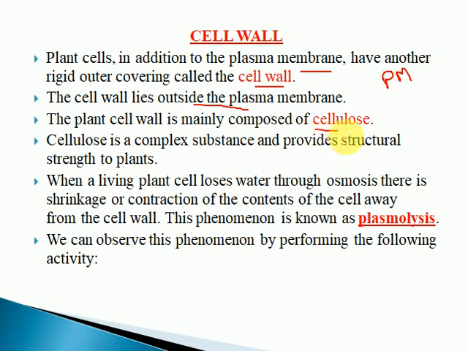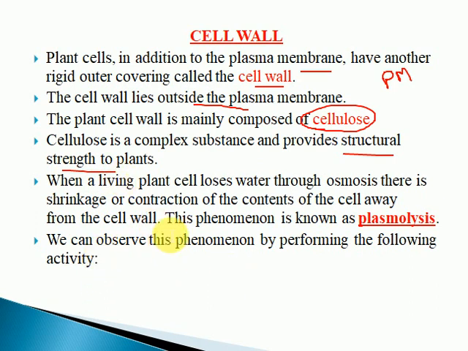The cell wall in plants is made up of cellulose. Very important, the cell wall in plants is made up of cellulose. And what is cellulose? It is a complex sugar, and it provides structural strength to the plant.